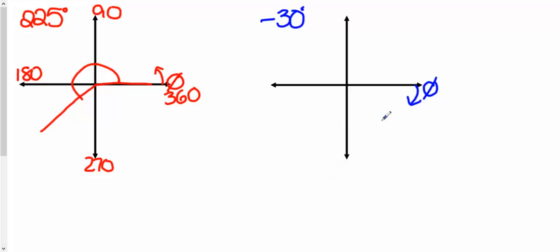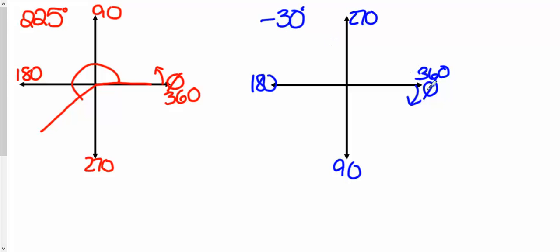So if here is 0, then we go and the first one we hit is 90, 180, 270, and back to 360. So you'll notice that 0, 360, and 180 don't move, but whether this angle is positive or negative determines where 90 goes and then where 270 goes. So we've got to do the same thing.